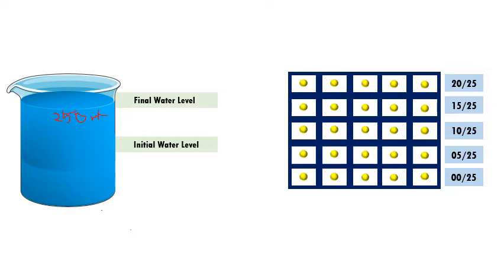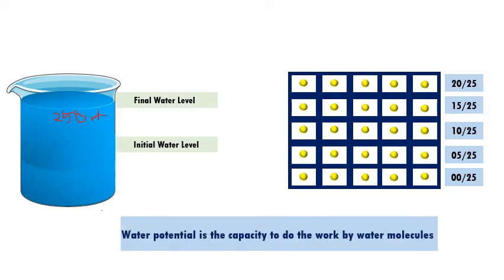This is a simple concept of water. It is the capacity to do work, and if the same capacity is shown by water, then it is called water potential. So water potential is the capacity to do work by water molecules. What is the work done by water?